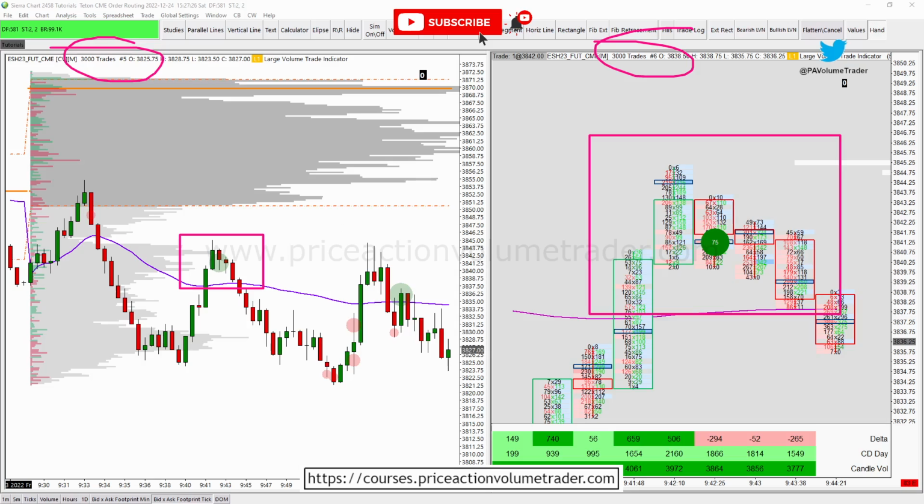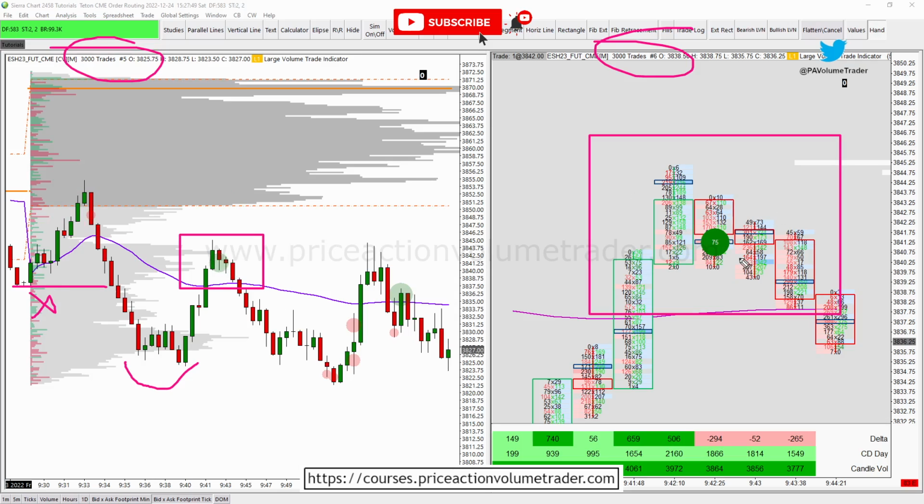So what do we see here? We had price break this low, make a lower low, and now we are retracing. We come back into this general area of supply here, and we have a large trade that went down here.